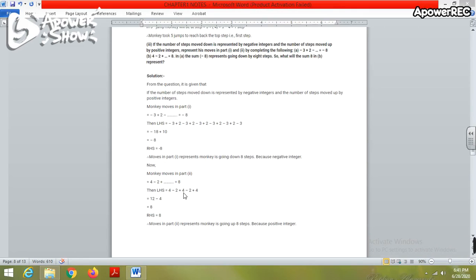So 4 -2 +4 -2 +4 equals 4 + 4 + 4 equals 12, and -2 -2 equals -4, so 12 minus 4 equals 8. So the RHS equals 8. That means the move in the second part represents the monkey going up 8 steps. Why 8 steps upward? Because the upward distance is represented by positive integers. So here we get +8. +8 represents he is moving 8 steps upward, and in the first part -8 represents he is moving 8 steps downward.